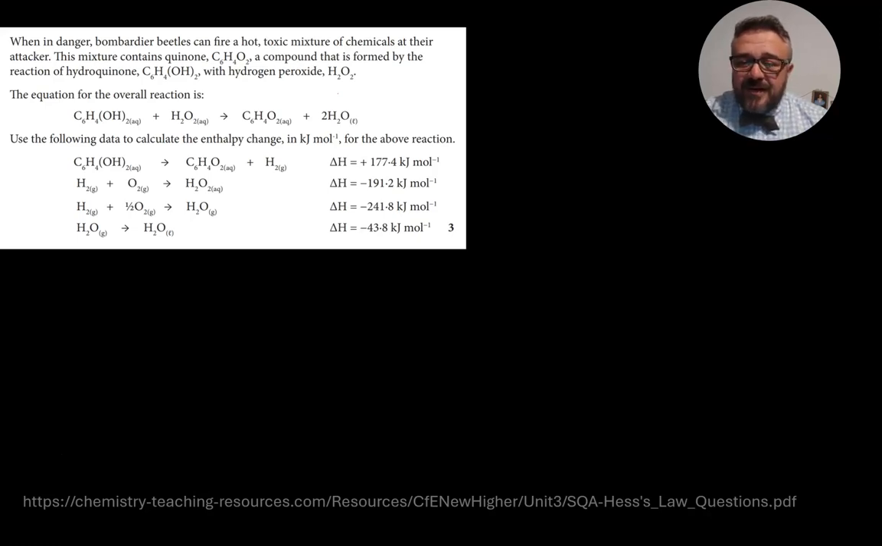A compound, C6H4O2. This is a compound that is formed by the reaction of hydroquinone, C6H4 with two hydroxides, with hydrogen peroxide. The equation for the overall reaction is C6H4(OH)2 plus hydrogen peroxide aqueous goes to quinone plus 2 waters as a liquid.